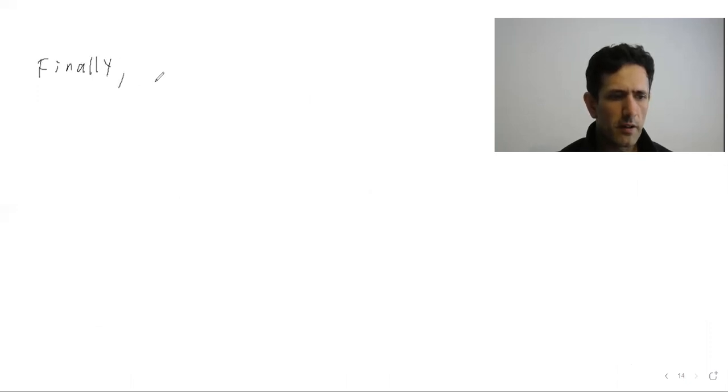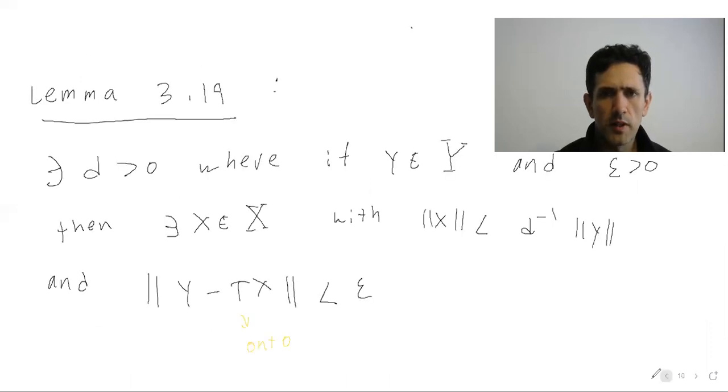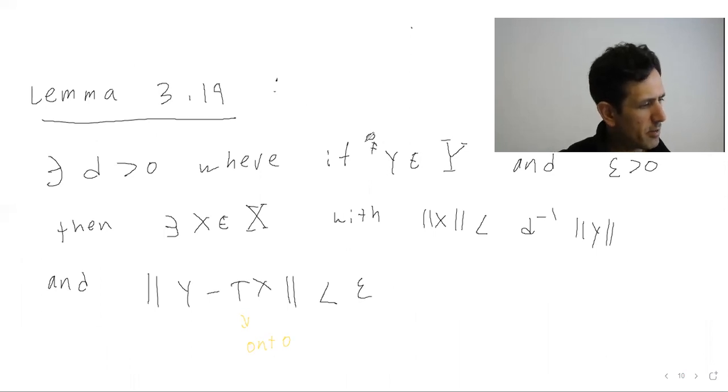Okay, so finally, let's assume y is not 0. If y is 0, then you just set x to be 0. I should probably just specify that y is assumed to not be 0.